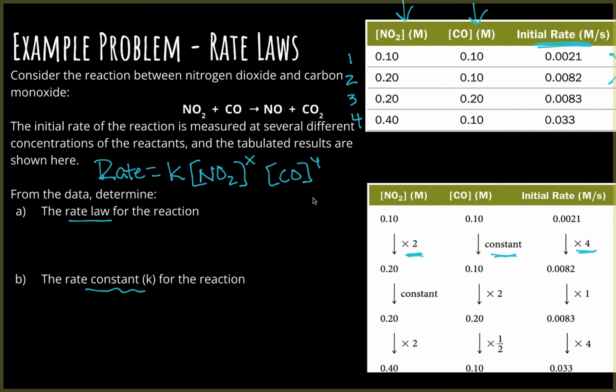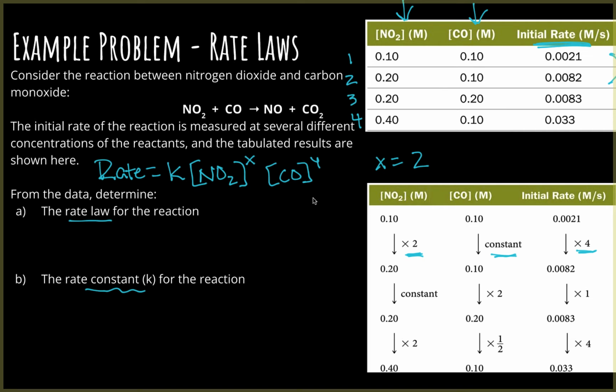So if we doubled the NO2 and the rate increased by a factor of 4, then by definition, that means this X value is going to be 2. So that means it's second order with respect to NO2, or NO2 is second order, or a second order reactant. Okay, so that's how we would do that by inspection.